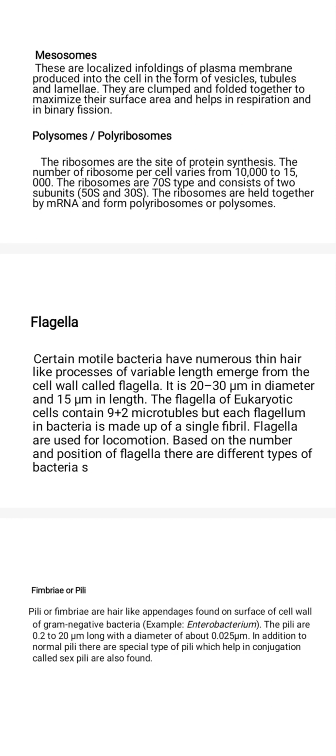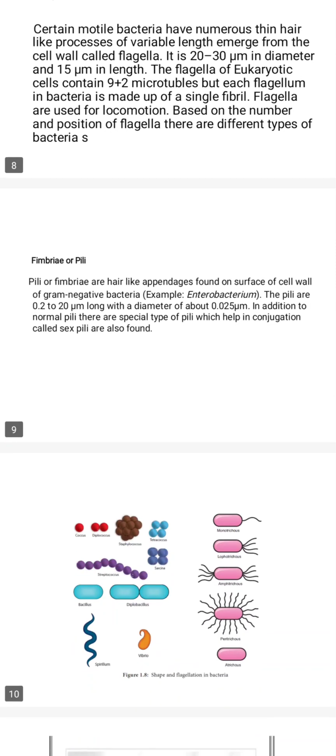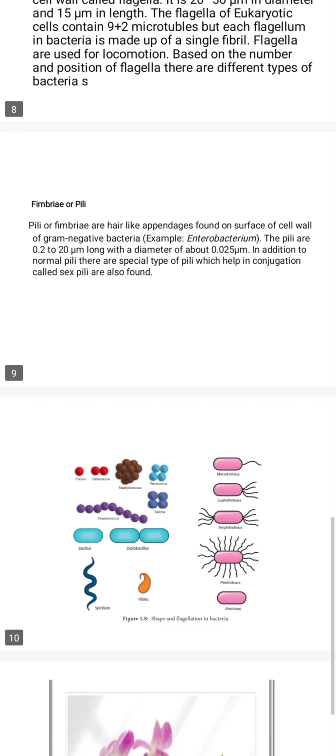Okay, and the last structure is fimbriae or pili. Pili or fimbriae are hair-like appendages found on the surface of the cell wall of gram-negative bacteria. So that is important. You have to note that such a type of pili structure is present in gram-negative bacteria only. The pili are 0.2 to 20 micrometer long with a diameter of about 0.0 to 5 micrometer. In addition to normal pili, there is a special type of pili called sex pili, which help in conjugation. During sexual reproduction, these pili are important in the bacterial cell.